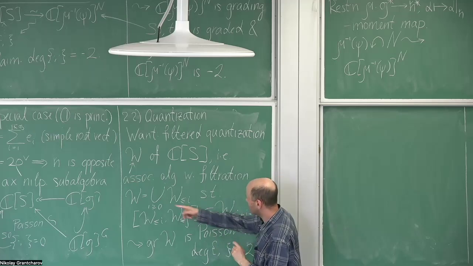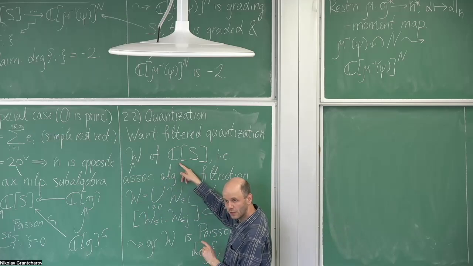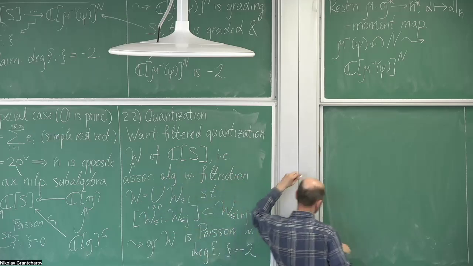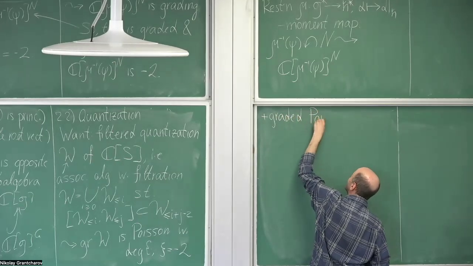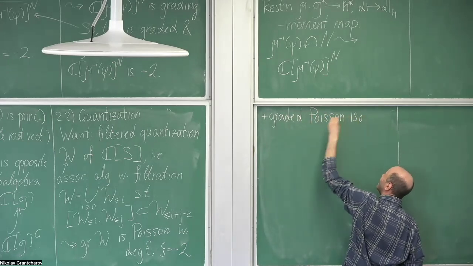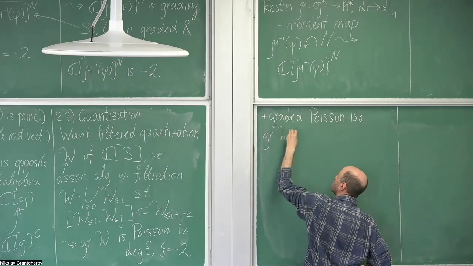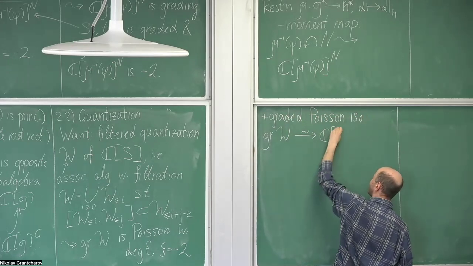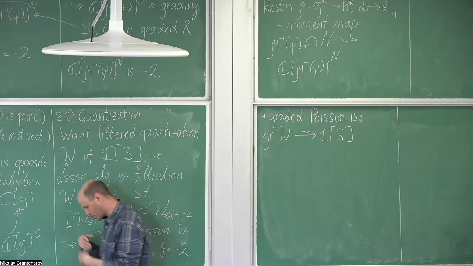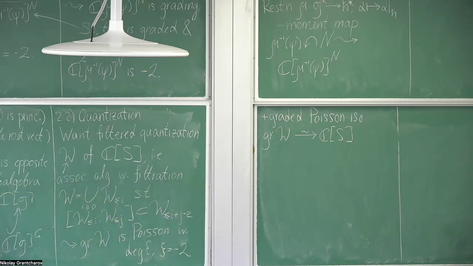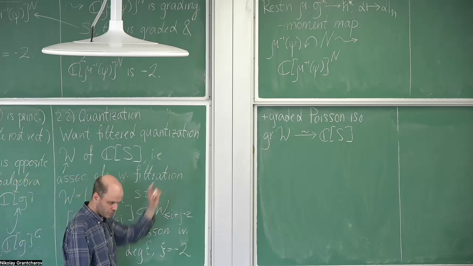And then the connection between this W and the initial algebra C of S is that I want a graded Poisson isomorphism between gr of W and C of S. In other words, what I'm doing, I'm deforming the commutative product on C of S. A filtered deformation, meaning that I'm only allowed to put lower degree terms, and I want this deformation to be consistent with the existing Poisson bracket on C of S. That's what I want to construct.